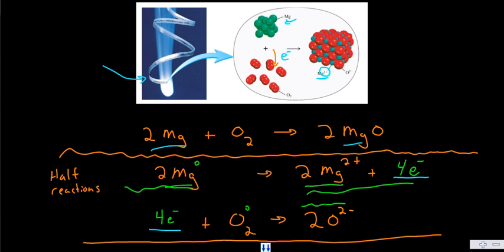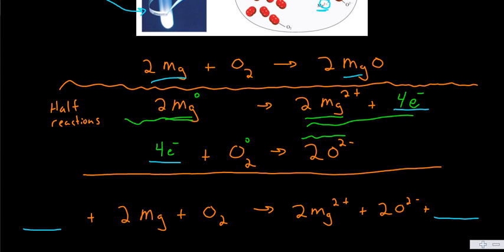Now, these half reactions can actually be combined to give the overall reaction. In fact, this overall reaction, later on you'll have to be able to build it from half reactions. So we combine these two half reactions, and to do that we just add everything on the left. So for example, on the left we have those 2 magnesiums. We have that 1 oxygen, O2, and we have 4 electrons. And on the right we have 2 magnesium ions, 2 oxide ions, and 4 electrons.